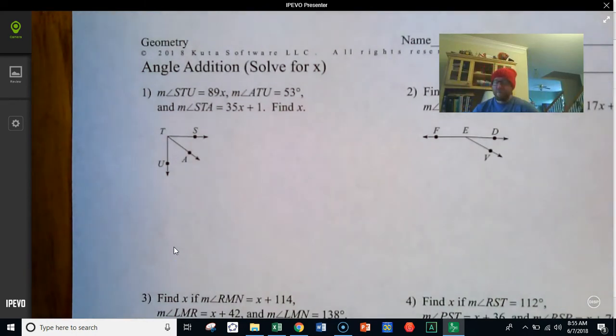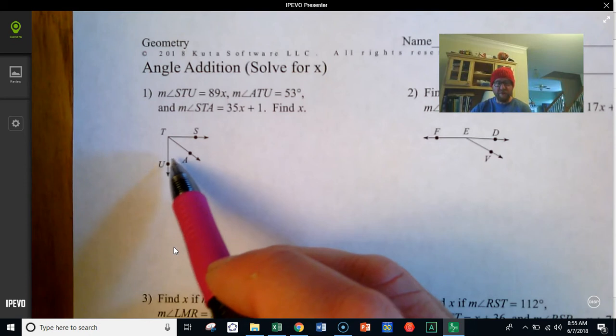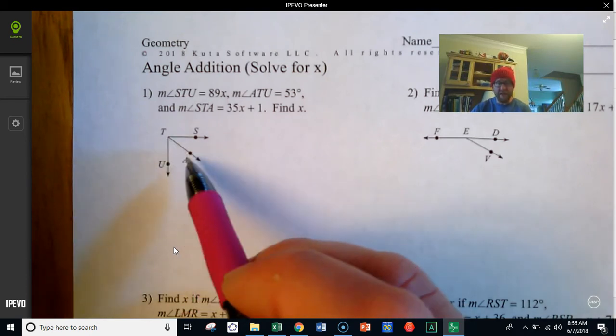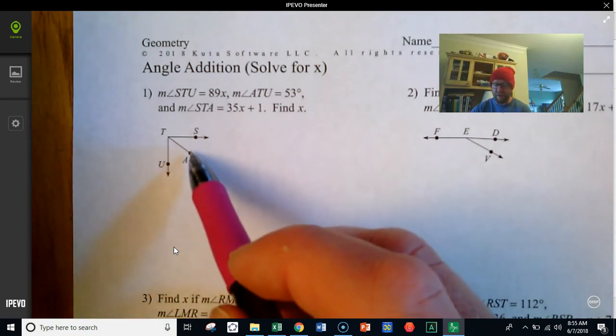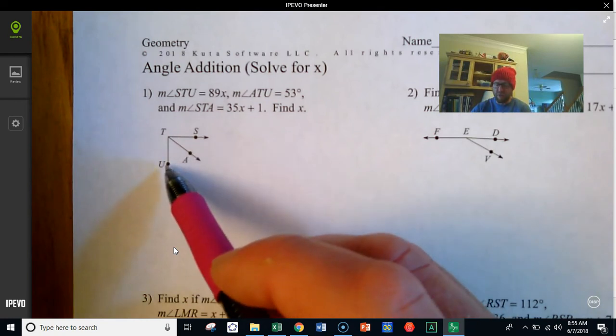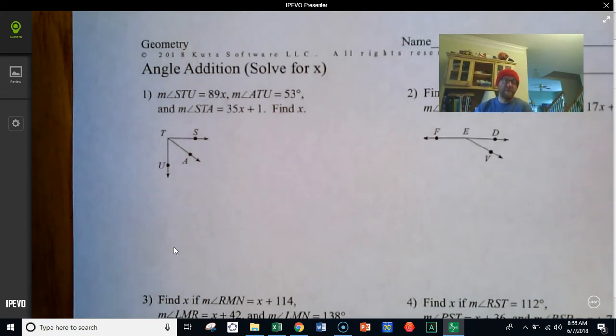Alright, in this set of problems, we're using angle addition to set up some equations and solve for x. The angle addition postulate just tells us that the measure of the small angle, in this case maybe UTA, plus the measure of this other small angle, ATS, when you add them together, you get the measure of the big angle, UTS, which is just kind of the two parts add up to the whole. So we're going to use that fact to set up an equation and solve for x.